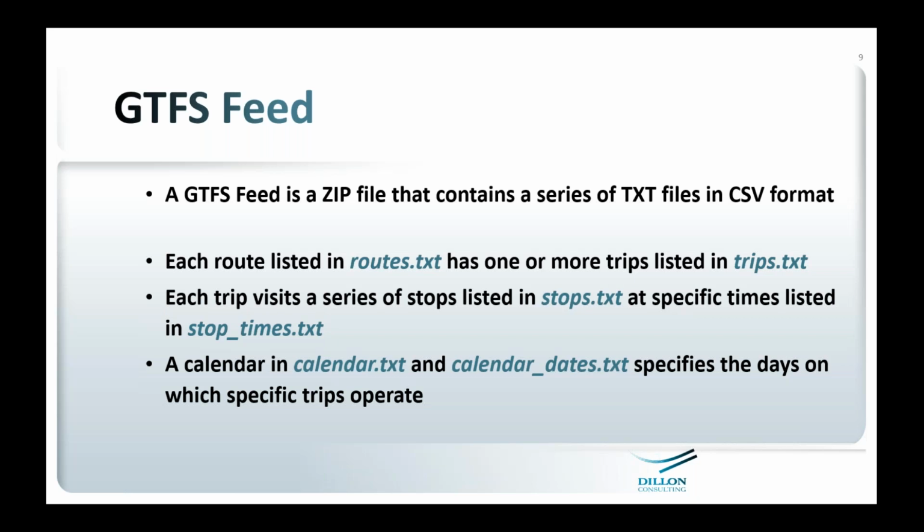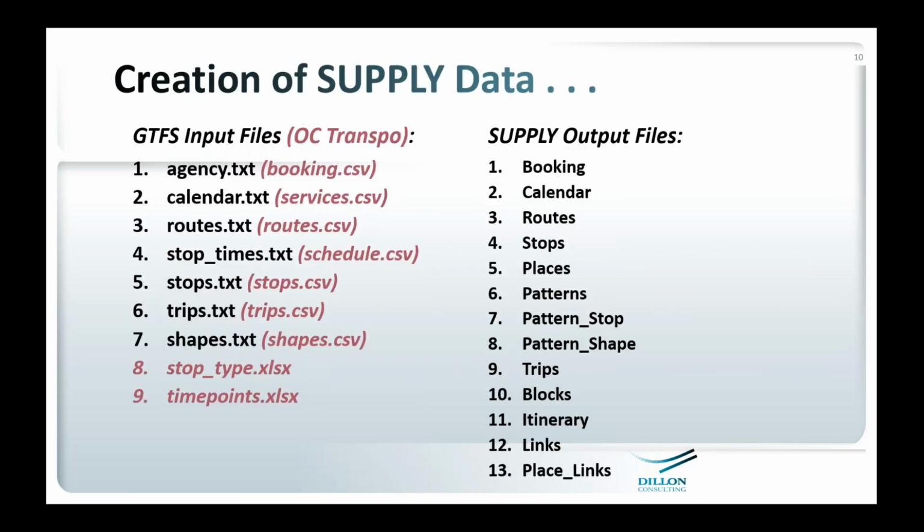The basic way it's structured is that there's a routes file that's got 1 entry for every route. Each route listed in the routes file has 1 or more trips listed in a trips file, which just lists the trips. Then each trip visits a series of stops that are listed in the stops file at specific times listed in another file called stop times. And then there's a calendar file, could be a couple of them actually, that specify the days on which specific trips operate. So it's a fairly simple data structure, but very powerful if it's linked and combined together.